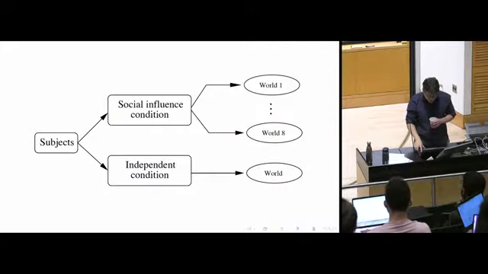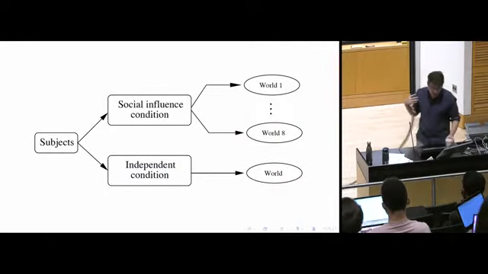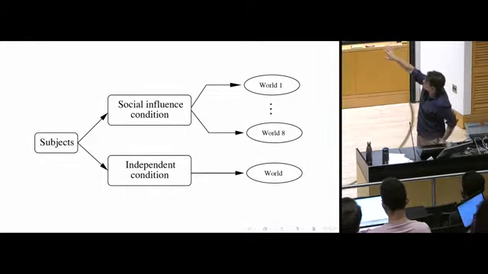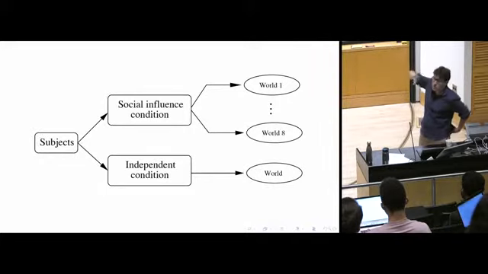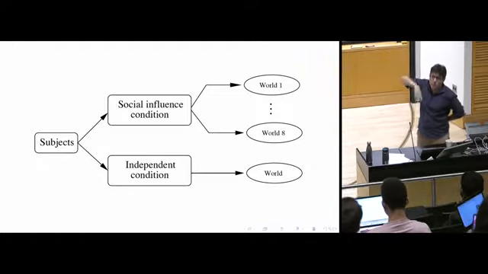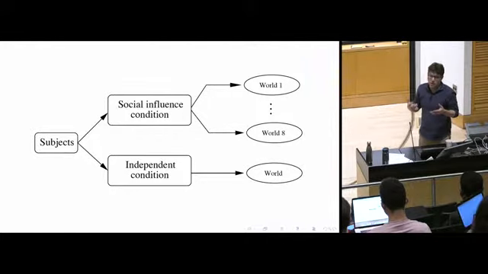So anyway, what participants did not know is they were randomly assigned into either a social influence condition, which is what you saw, or an independent condition. So that was just like what you saw, but there was no information about the popularity. So this allows us to see what happens when people are acting independently.